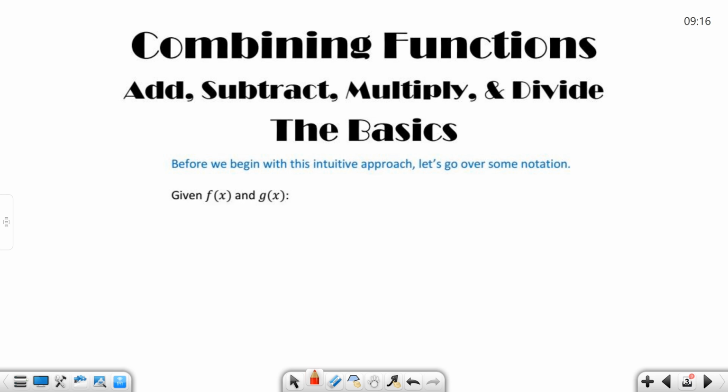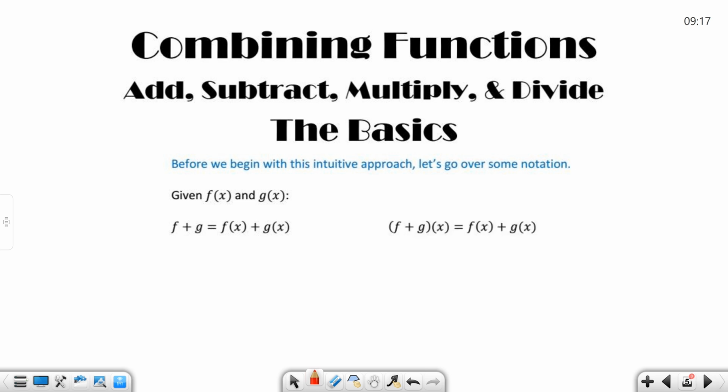Given f of x and g of x, if you just saw f plus g, you would probably guess, oh, that just means take function f and add it to function g. You would probably just do that anyway. That's why I call it an intuitive approach. If you didn't have any training, didn't have any idea what to do, where to start, you'd guess here. You'd guess right. Okay?